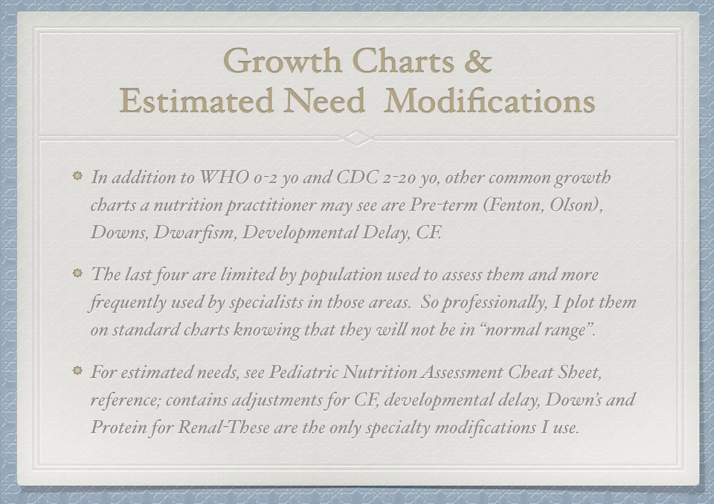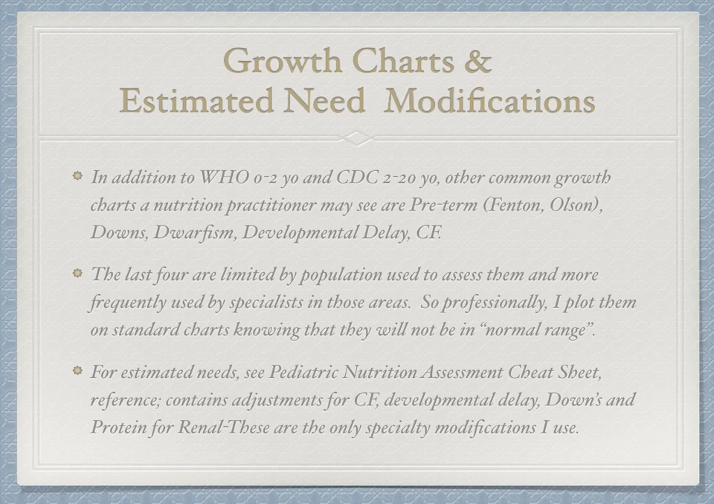So on to growth charts and estimated need modifications. There are some other growth charts that you may see in your career as a pediatric dietitian. In fact, there are many of them. Some of the more common ones you will see are for preterm, the Fenton and the Olson charts. I like the Fenton charts because it goes all the way up to 50 weeks of age, which makes it nice. Starts down at about 23 weeks of age.